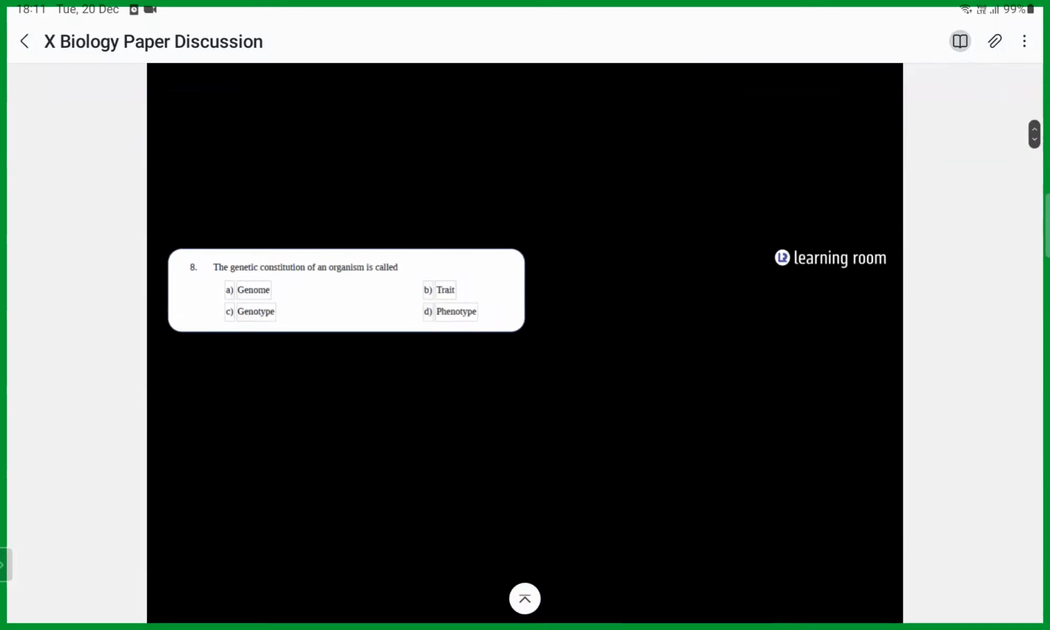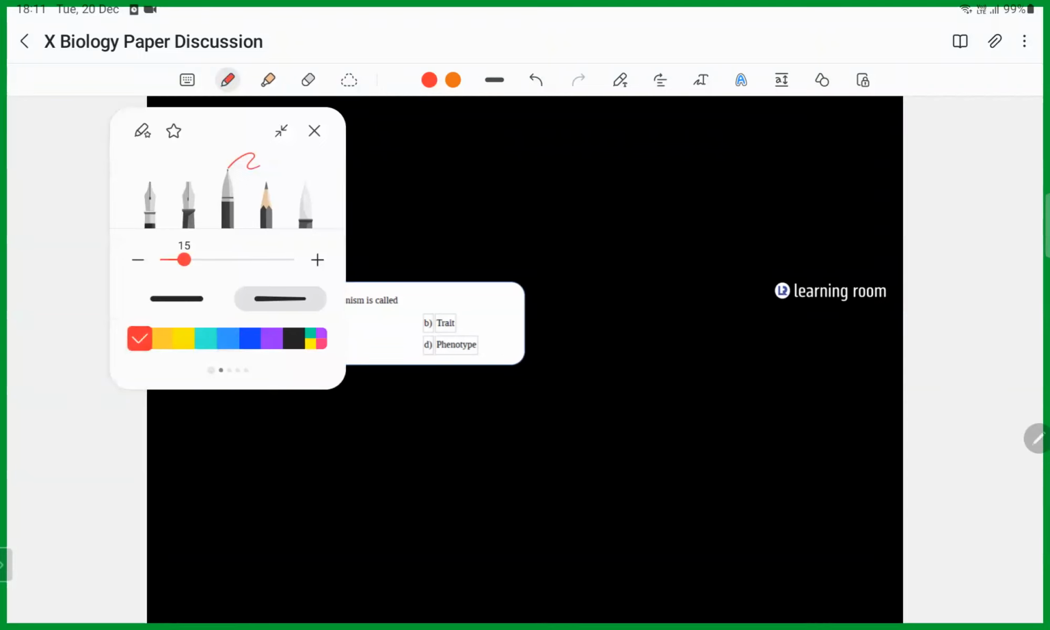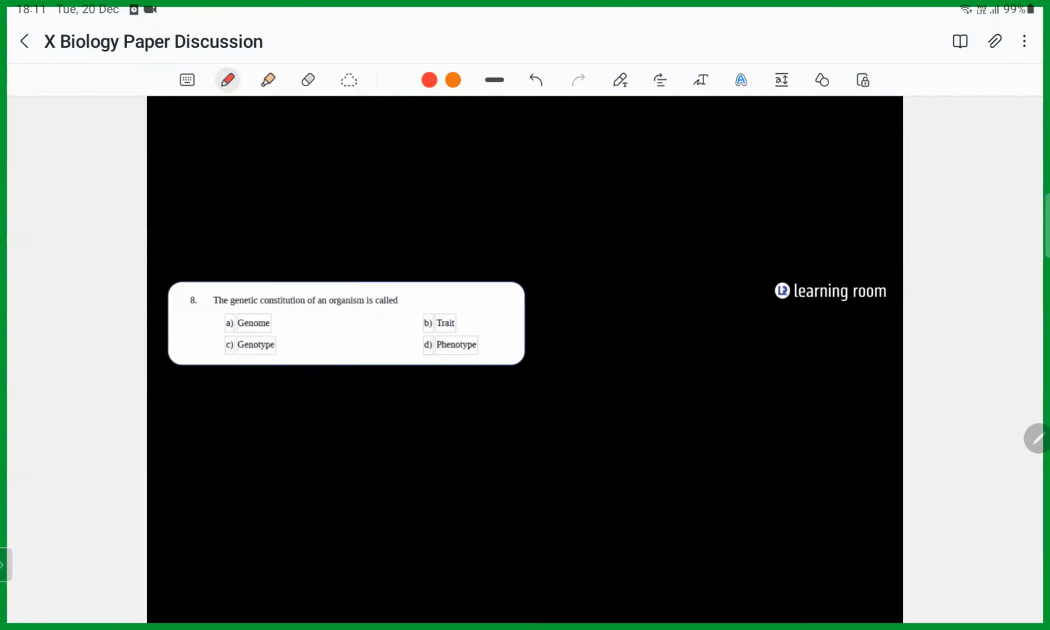Yes. So this is the first question. The genetic composition of an organism is called? What's the answer? Genotype. Genotype, okay. Genotype is the correct one. Very good. At the same time, we should know about the rest of the options also. What is genome?